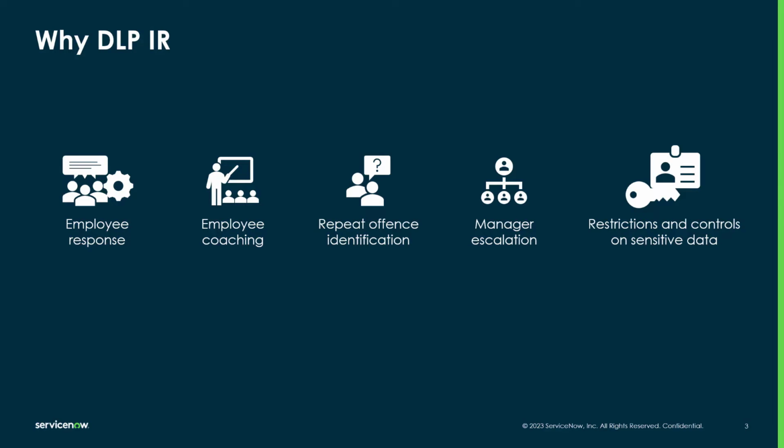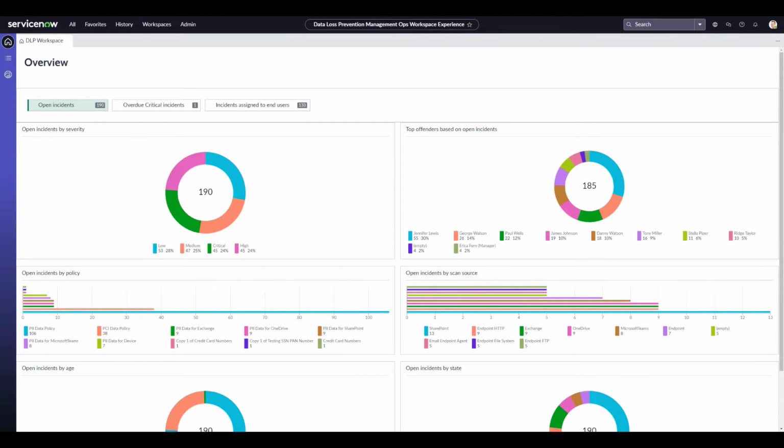Let's start with the DLP analyst workspace first, and then we can see what the DLP end user workspace looks like afterwards. The DLP analyst's workspace is designed to give the people responsible for managing incidents a holistic view of data loss incidents in their environment. It shows DLP analysts a wealth of information, including open incidents by severity, top DLP offenders, open incidents by DLP policy, scan source, and more. We can even drill into these reports to see additional details. For example, let's look at critical open incidents.